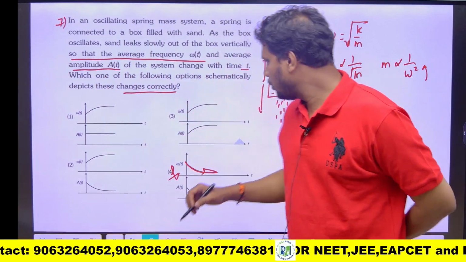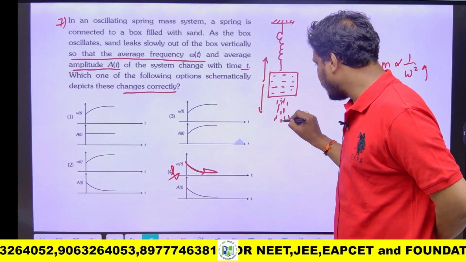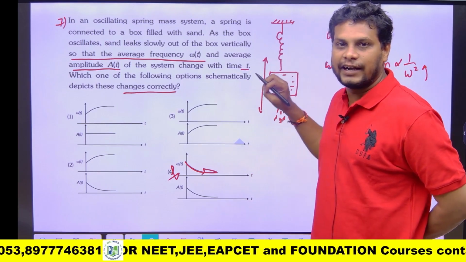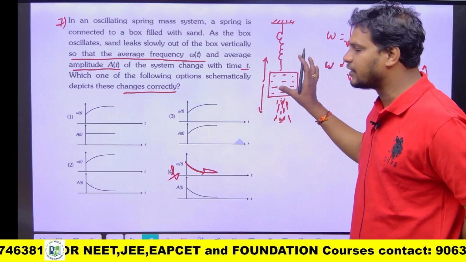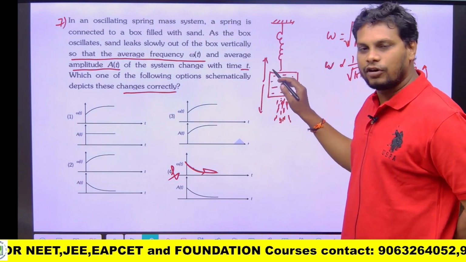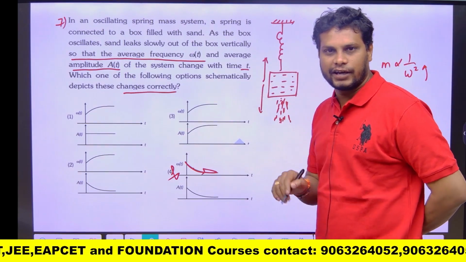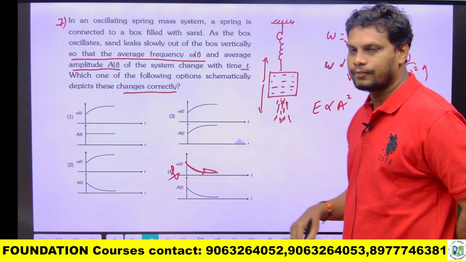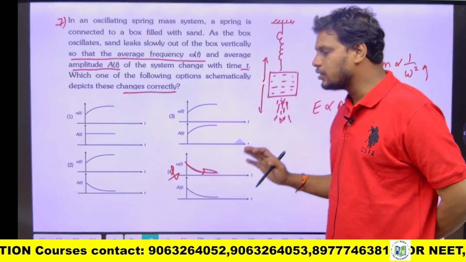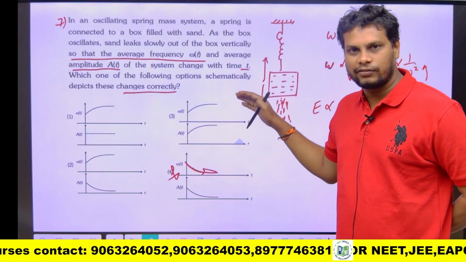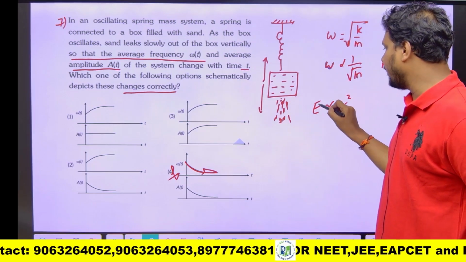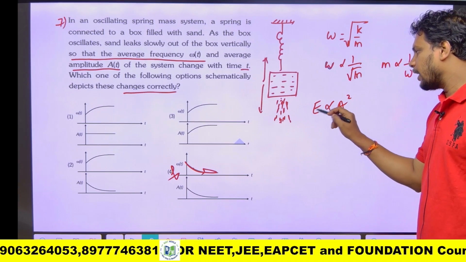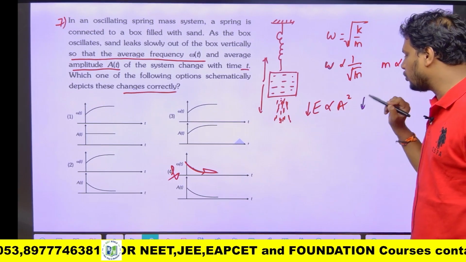Now, if the sand is coming out of the box, then it oscillates with a decrease in the energy. That is nothing but it looks like damped oscillations. In case of damped oscillations, the energy of the oscillator decreases gradually, and that energy is directly proportional to the square of the amplitude. So we can say if energy decreases, then amplitude will also decrease.